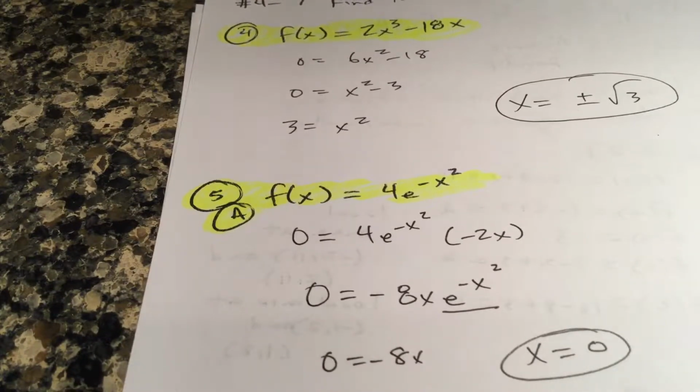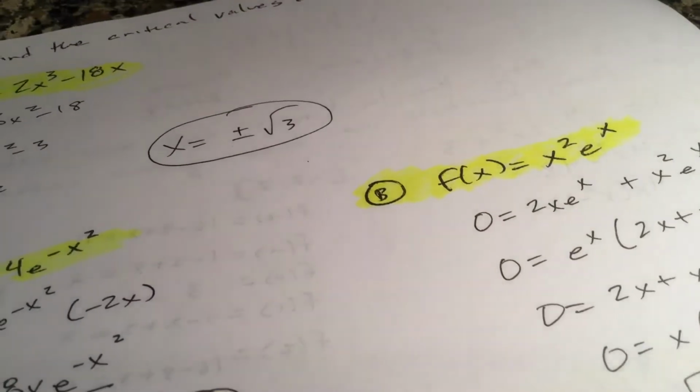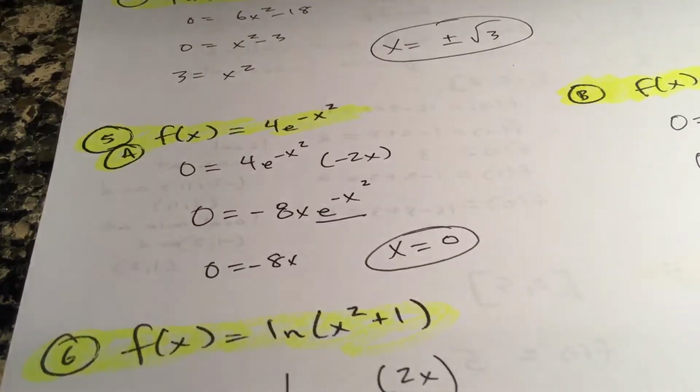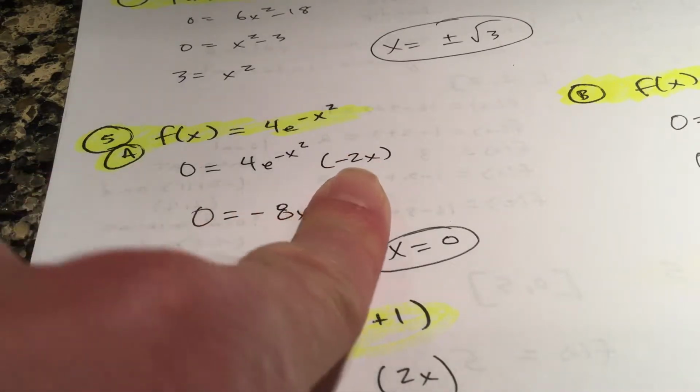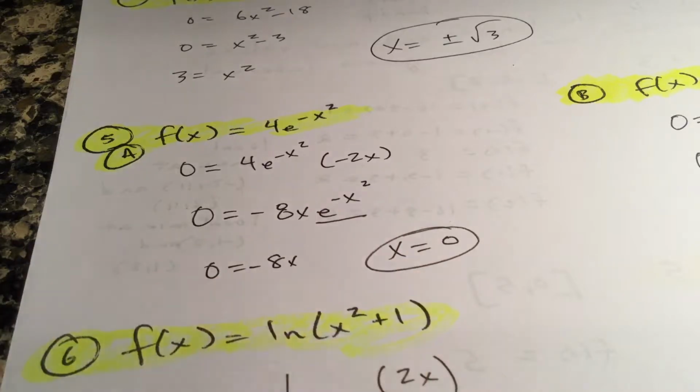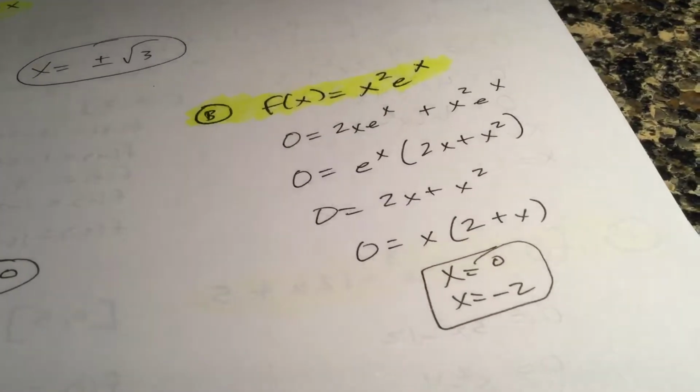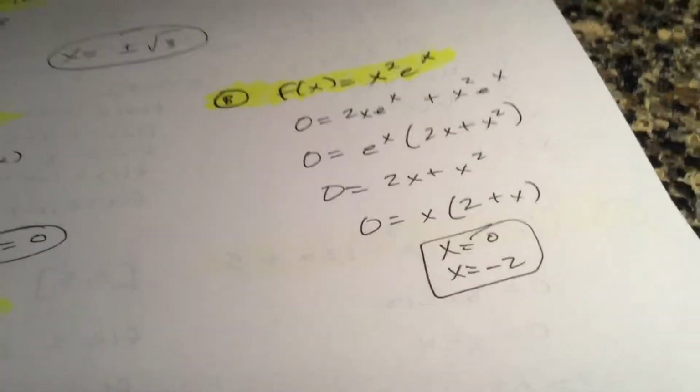Find the critical values, just set it equal to 0. Boom, there it is. The derivative, set the derivative equal to 0. Again, this will never be 0. This will never be 0. e to the x is never going to be 0, so just set that equal to 0. There it is. I know I numbered yours a little different. This is last year's review.